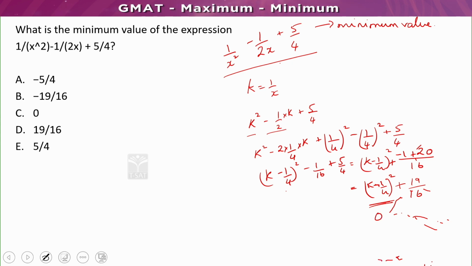So the minimum value of this expression will be 0 plus 19 divided by 16, which is equal to 19 by 16. That is the minimum value that this expression can take. That is, the answer is option D. Let's look at the next question now.